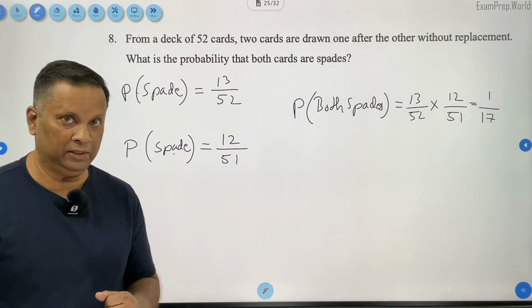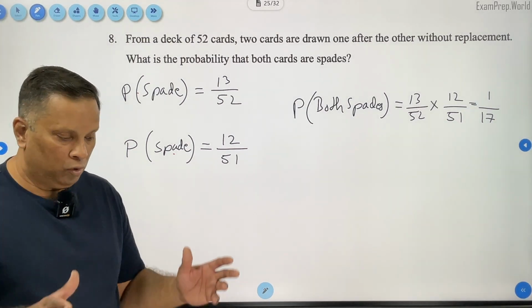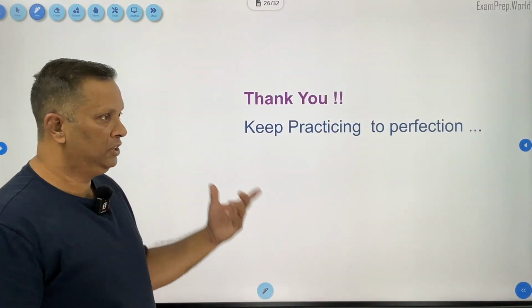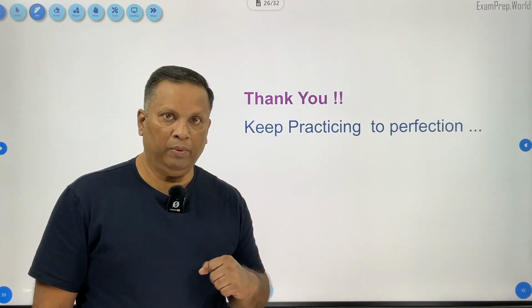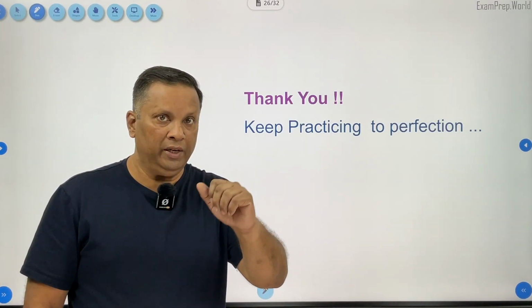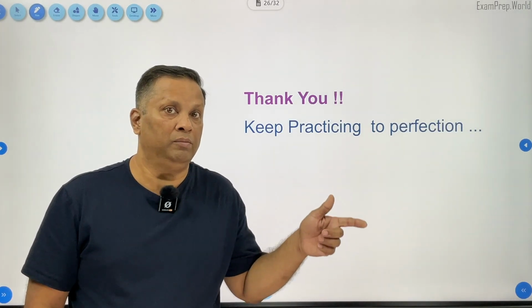The chances are less. So many cards are there. So now I hope you have understood dependent events. With this we come to the end of this video where we learned dependent events. In the next video we will understand conditional probability. One event based on some condition.